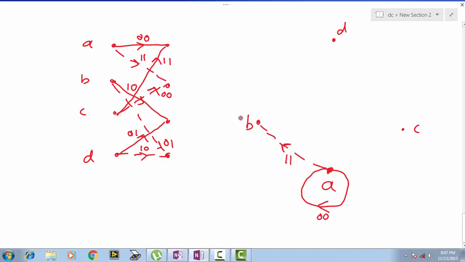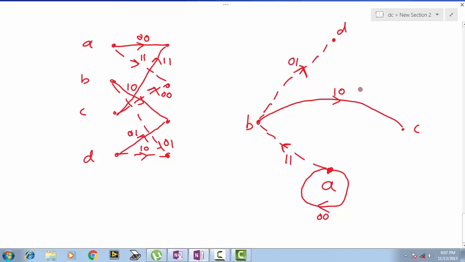Next, now B. When we are in state B, if the input is 0, that is solid line, we are moving to state C with output of 1 0. Okay, so solid line with output of 1 0. Now when we are in state B, if the input bit is 1, we are moving to state D with output of 0 1. So from B to D, arrow mark B to D, it is a dashed line, and output is 0 1.